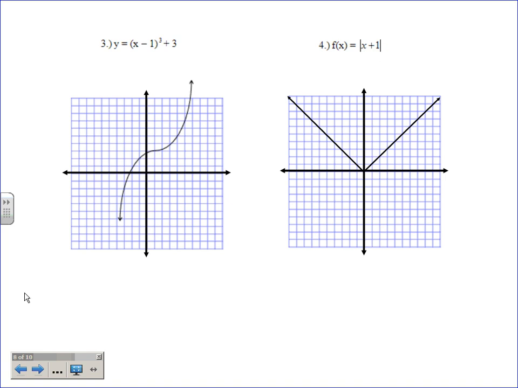Inside is right or left, and it's the opposite of what you think. And so this one's going to move left 1. That was a little easier to see than the cubic. You can see exactly where that point ends up.